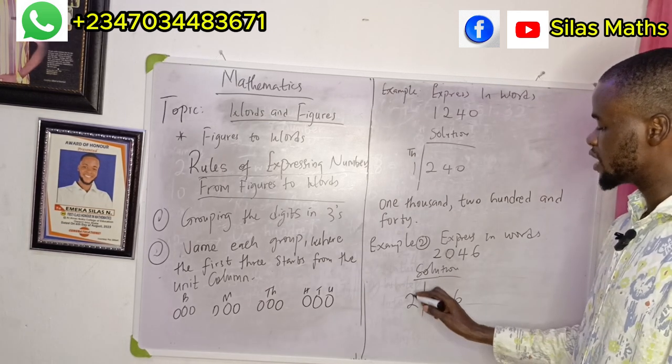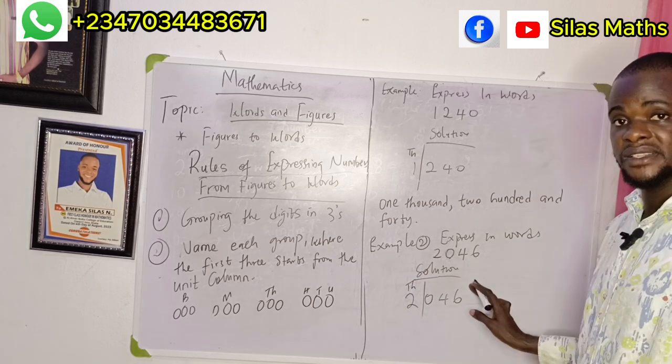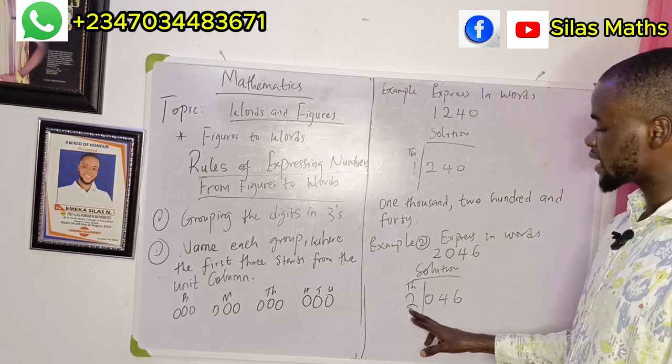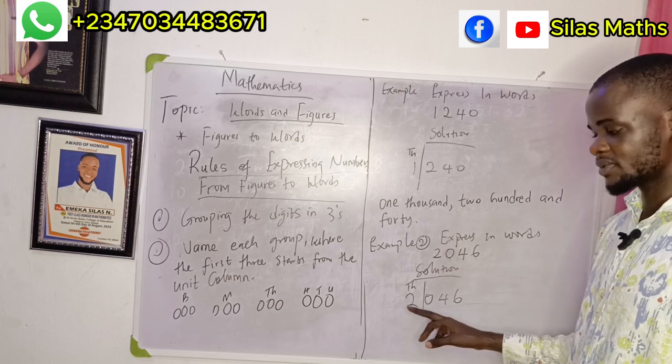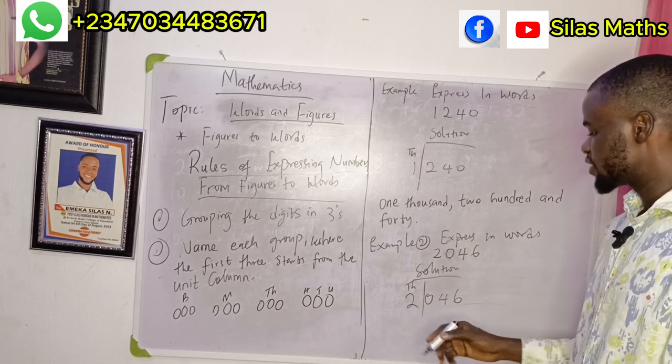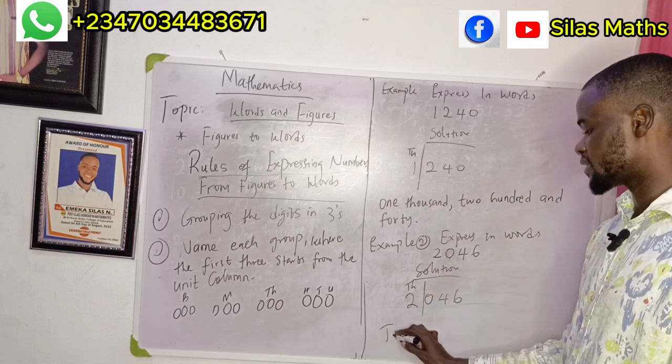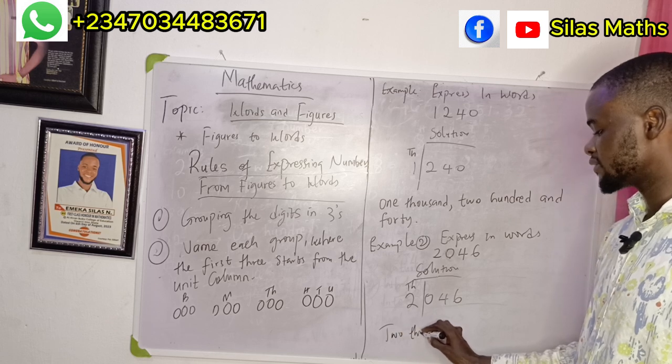Put our stroke. This is our 1000 column, and this is the basic group, right? So under the 1000 column, what do I have? I just have 2. So this is going to be 2000. Let's first of all write 2000.